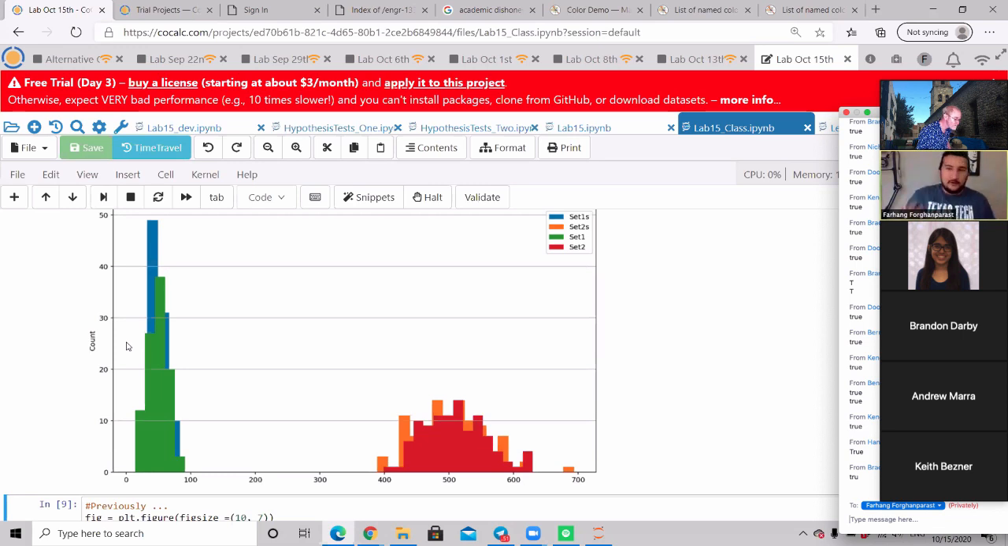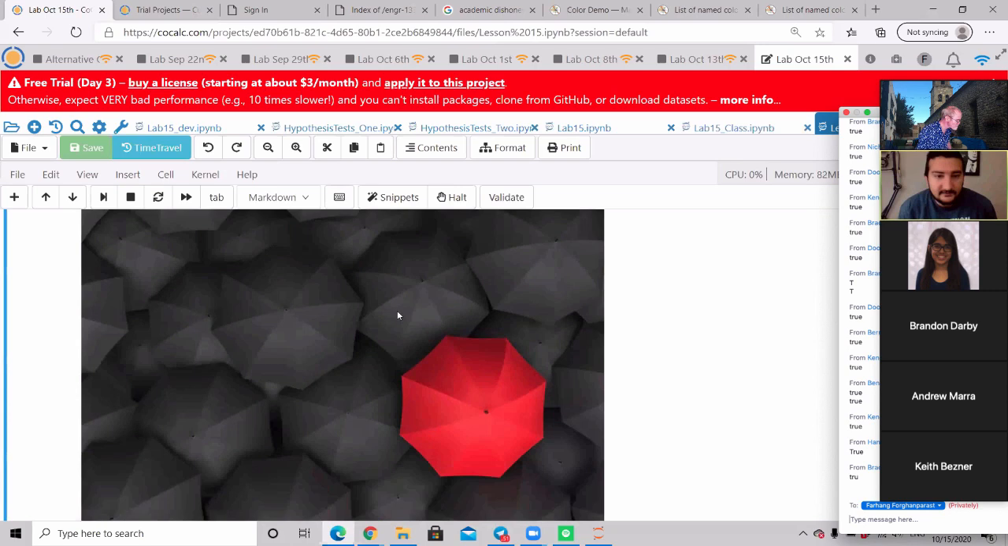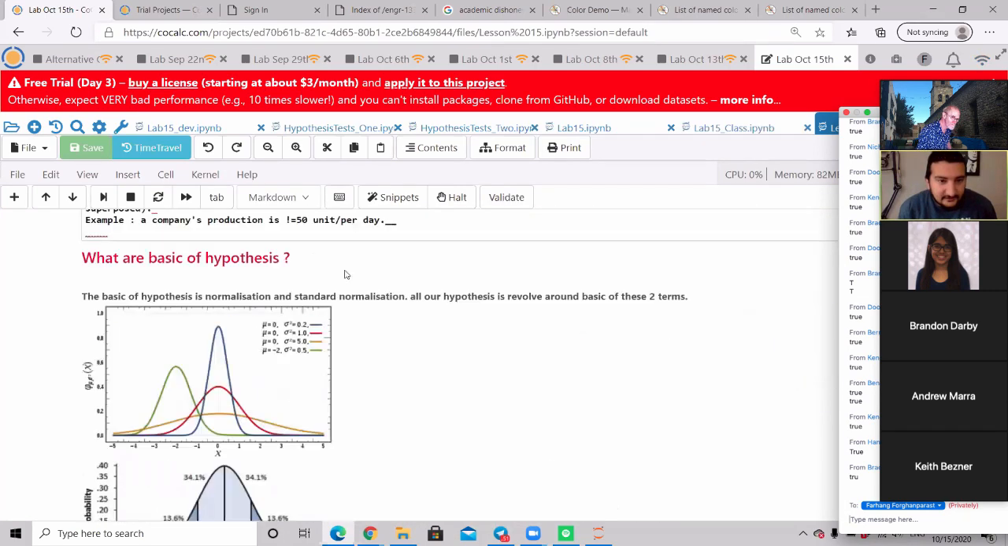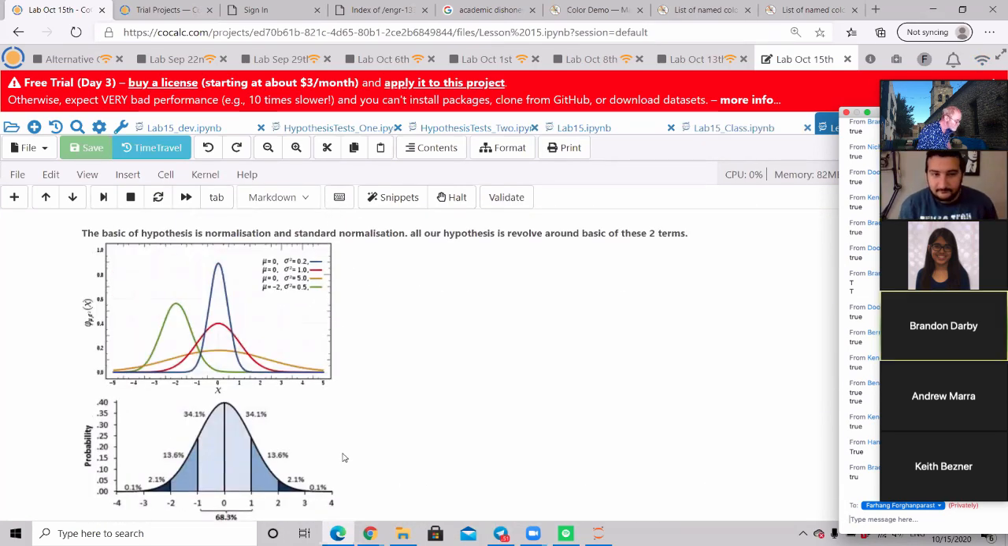Now I have a question. Come again? I wasn't here for lab 14, so what is normally distributed? So, a normal distribution, as explained during the lesson, is a distribution that looks like this. So it's a bell curve distribution. Exactly. And the reason that they call it bell curve is because when you look at it, it looks like a bell. Yeah, a bell. I got you.